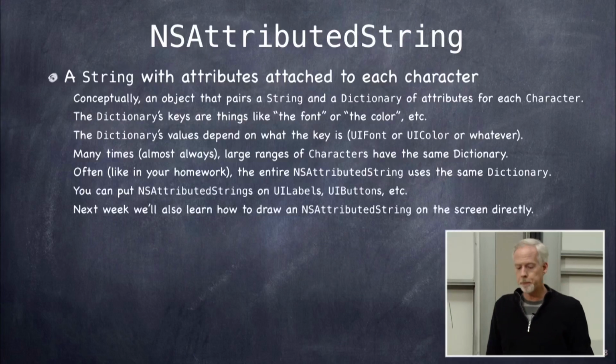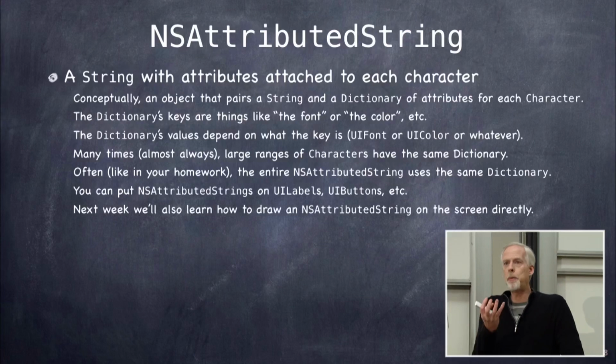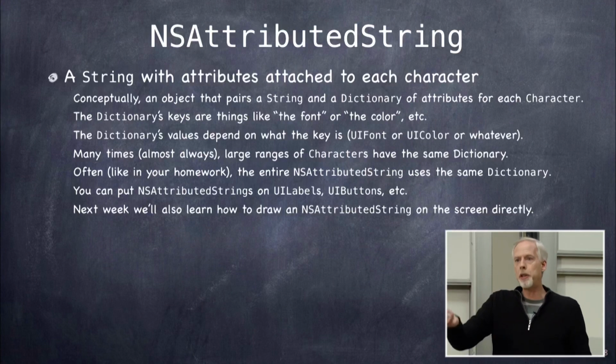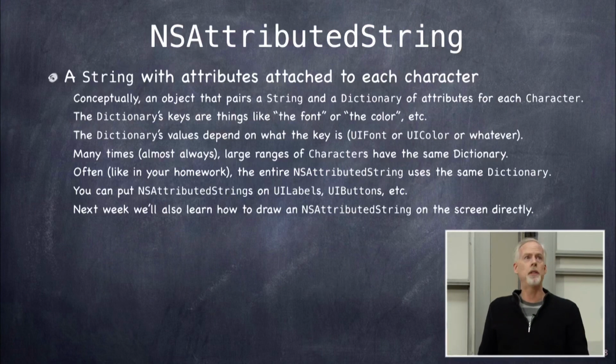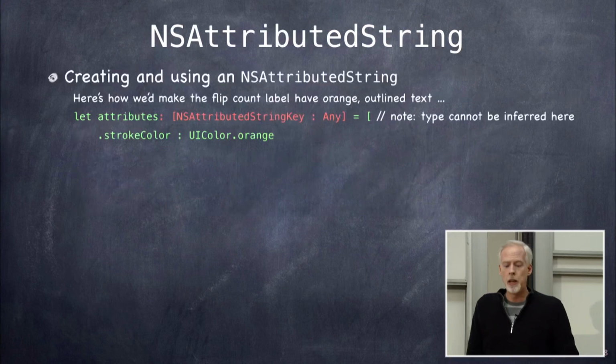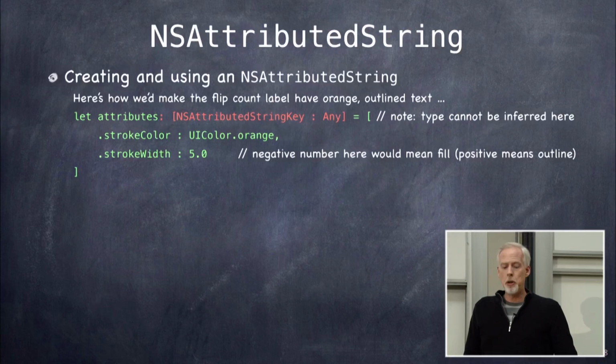Once you have an attributed string with all those font and color for each character, now you can use it to set the text in a UI label, or to set the title of a UI button. Or next week, we're going to learn how to draw it directly on screen in our own drawing classes. Okay? Here's how you create and use an attributed string.